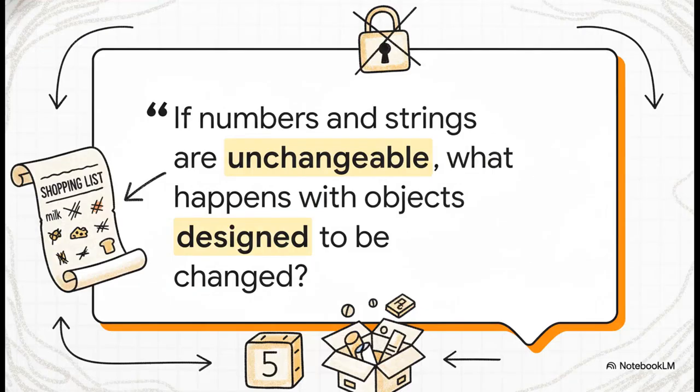So if you take one thing away from all this, it's that in Python, a variable is just a name tag pointing to an object. And for the fundamental types like numbers and strings, those objects are immutable. They can't be changed. Which leaves us with a really fascinating question, doesn't it? What happens when we stick our labels on objects that are designed to be changed, like a list of items? Well, that's a story for another time.